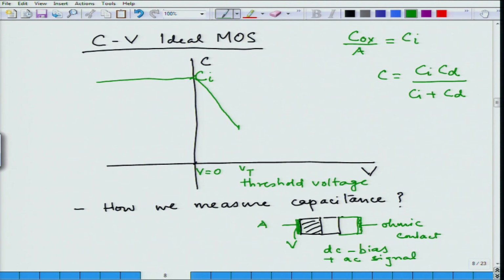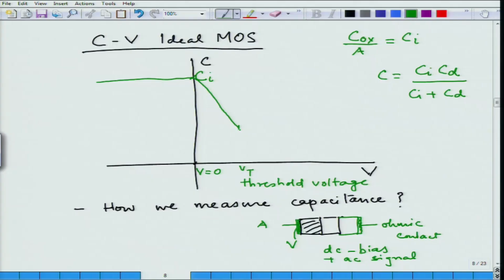At threshold voltage we start the inversion, and we will soon see how we define threshold voltage. Up to the threshold voltage, the depletion area in the semiconductor was increasing, but at this point the inversion layer starts, and when we increase the voltage further, the depletion layer does not change. It is basically the inversion layer where the charge accumulates, and so the capacitance C remains constant beyond this threshold value, which is given by CiCd over Ci plus Cd. So, this is the ideal CV curve of the MOS that we expect.